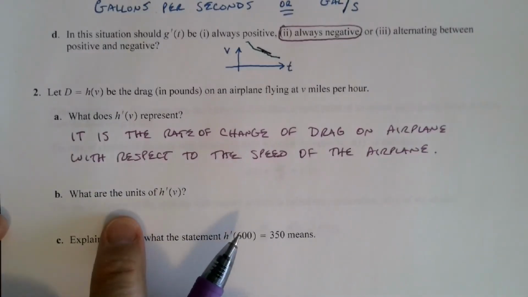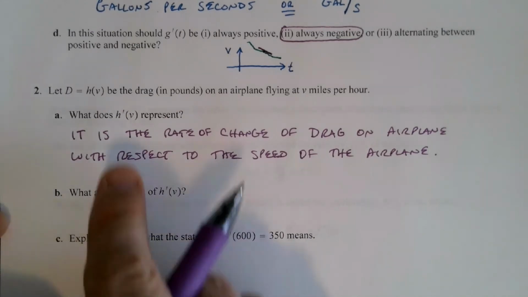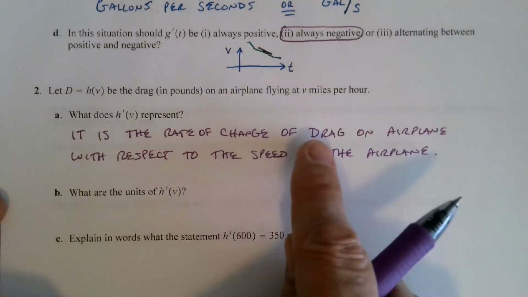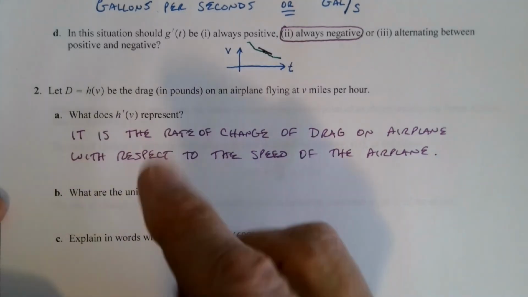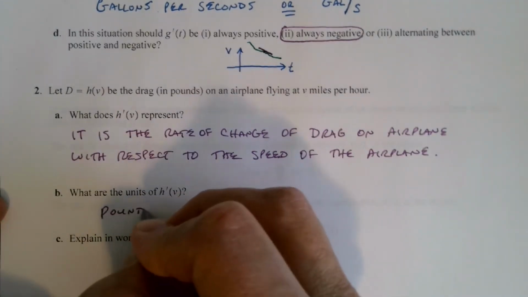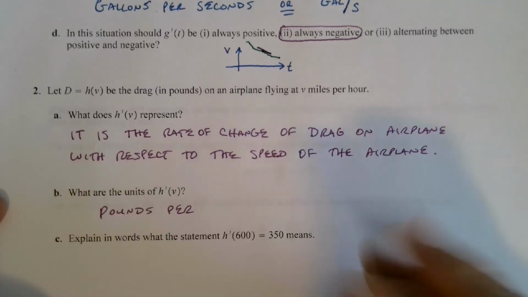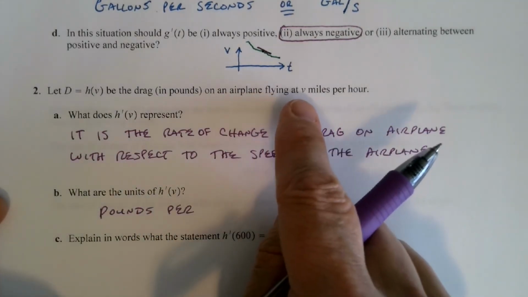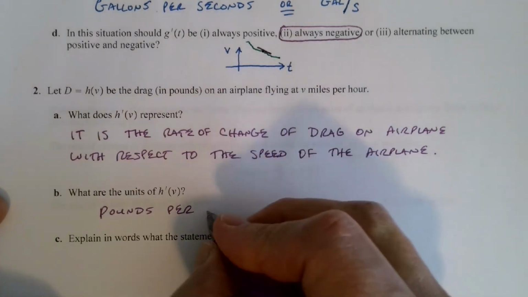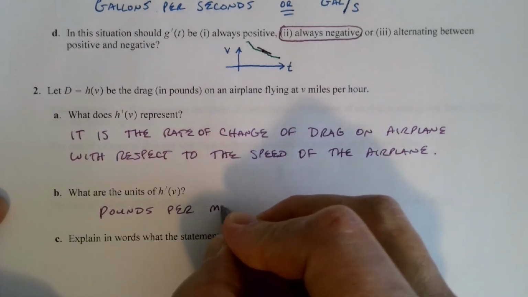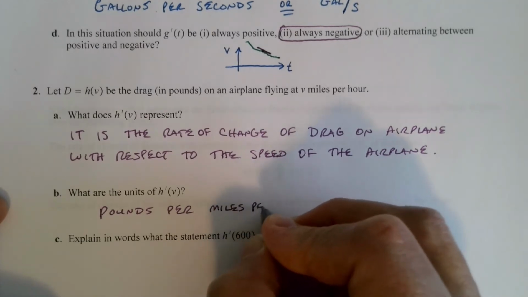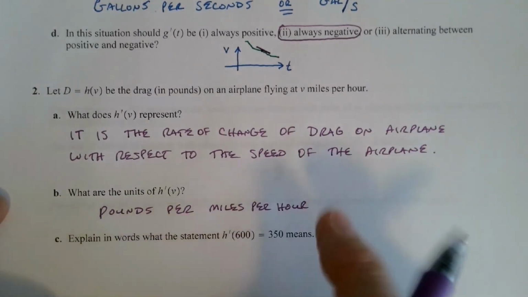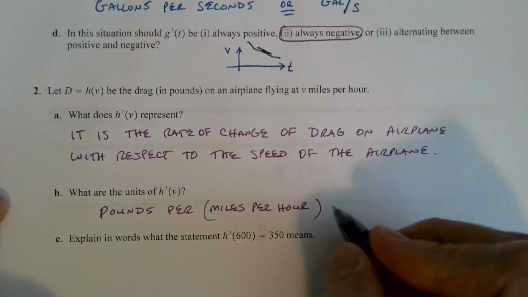What are the units of h prime of v? Again, dependent variable units. The outputs are drag in pounds, so it's the rate of change of the drag, which is in pounds, so it's pounds per input units. And the input is the speed. What are the units for the speed? Miles per hour. That's a little crazy. We've got two pers in this sentence. Pounds per miles per hour. So it's pounds per mile per hour.